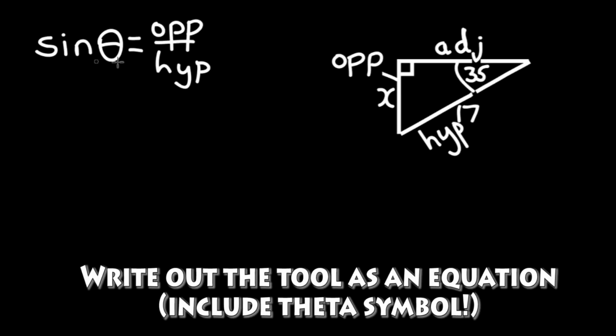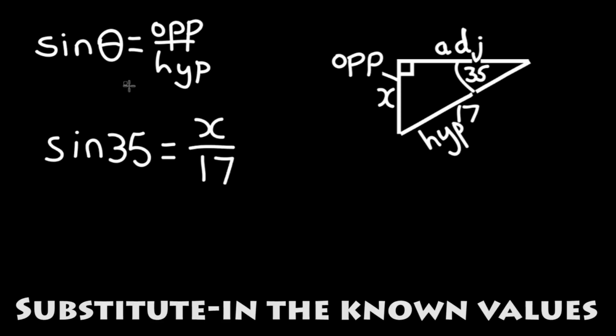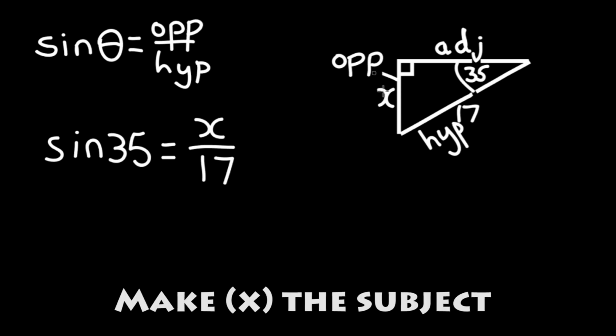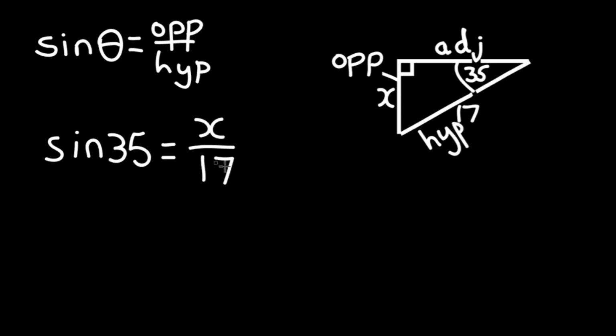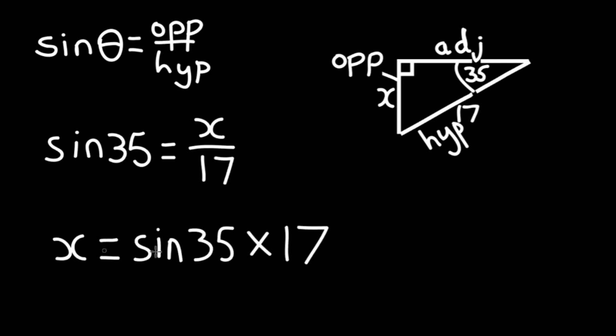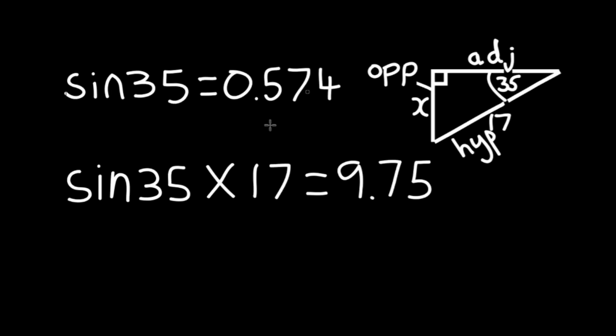The next step is to write out the sine tool as an equation with the theta symbol after the tool. We can now substitute in our known values before making x the subject of the equation. Again, we have to go down from sine 35 to 17, so we're going to multiply sine 35 by 17 to find x. Putting this into a calculator, the result we get is 9.75. Have a look at the triangle. The hypotenuse has a length of 17, so the opposite side looks like it should have a length of 9.75. Again, if it feels right, it probably is right.